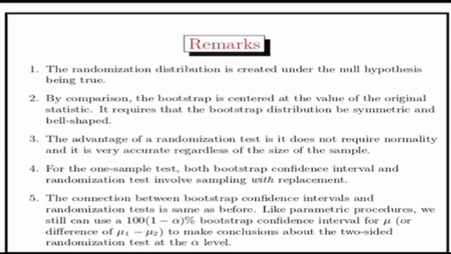Now, we got a remark. I said the randomization distribution is created under the null hypothesis being true. By comparison, the bootstrap is centered at the value. Don't forget the bootstrap that we always do is centered on the original value of the statistic. The same way that we compute confidence intervals in parametric, we also do that in the bootstrapping.